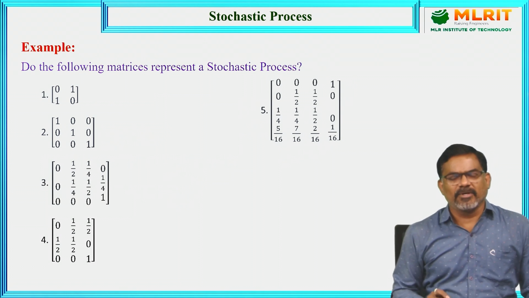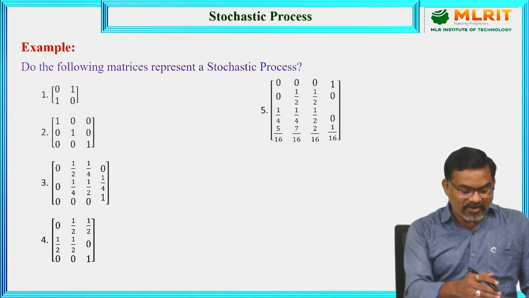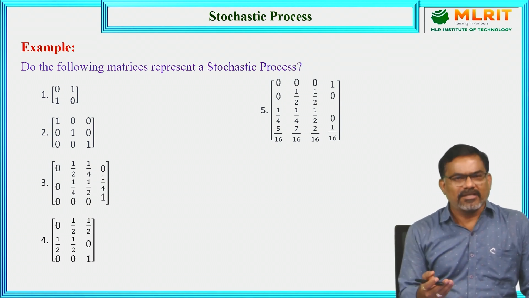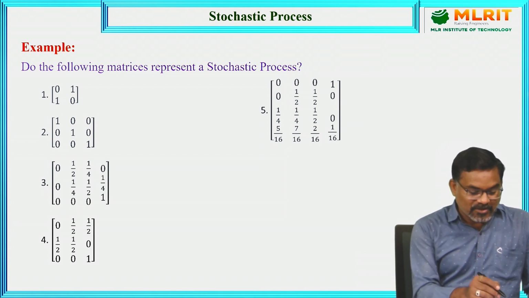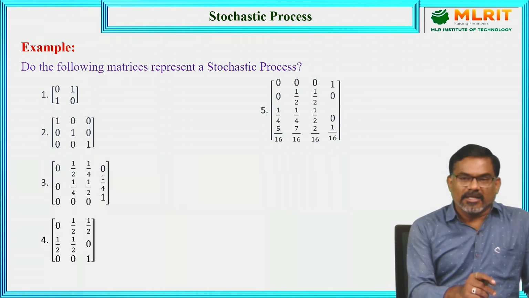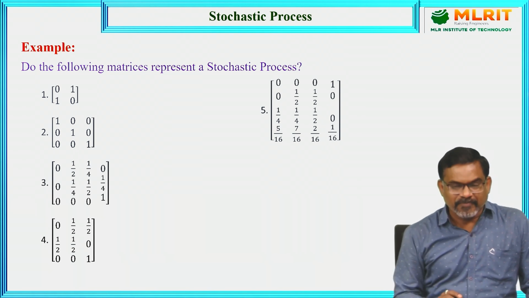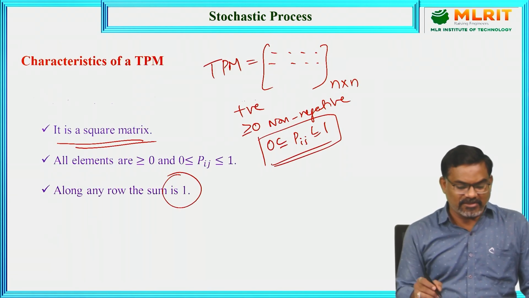Now, as an example, let us check whether the following matrices are transition probability matrices or not. That means, do the following matrices represent a stochastic process or not? To represent a stochastic process, these matrices must be transition probability matrices. Let us check the previous 3 conditions.